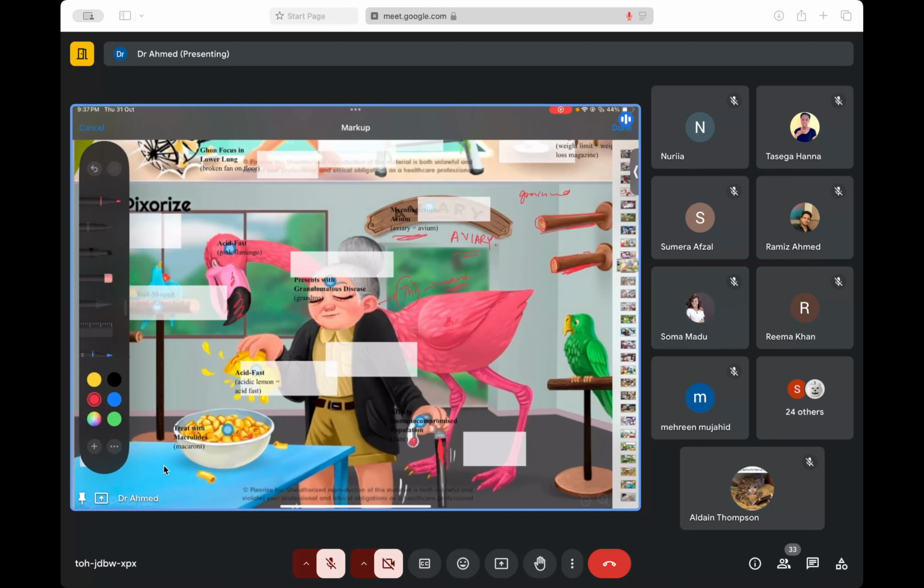Another very important thing: this old lady is squeezing some lemon juice over this macrolide. This lemon is acidic, right? And the flamingo is pink. So you must remember that it's an acid fast bacteria. Okay, what is an acid fast bacteria?